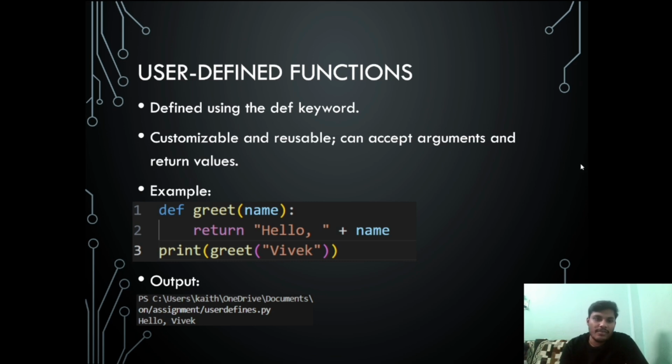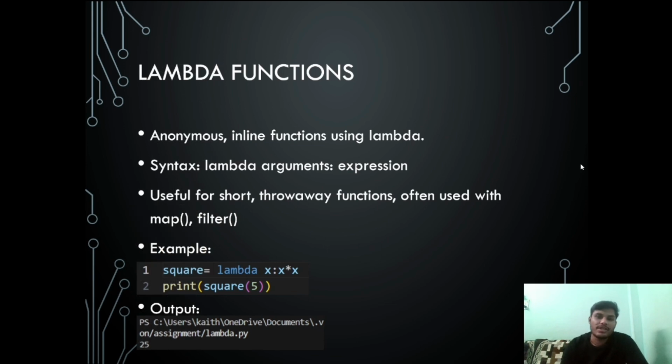Following this, we have lambda functions. Lambda functions are small anonymous functions defined using the lambda keyword. Syntax for a lambda function is lambda arguments: expression. Example, if we have to find the square of a number, we can have square = lambda x: x * x. So print(square(5)), for example, we pass the value 5. So the output will be 25. They are often used with functions like map and filter.